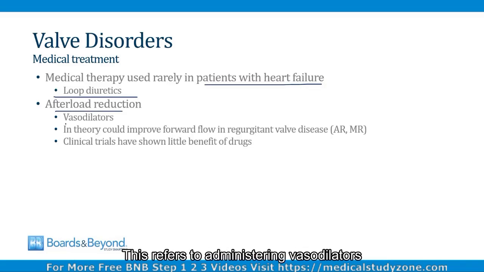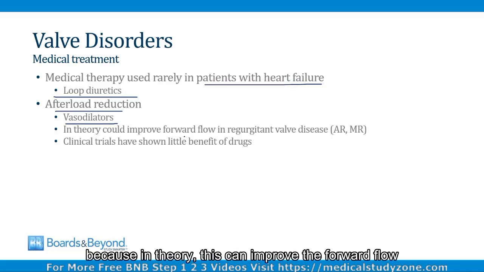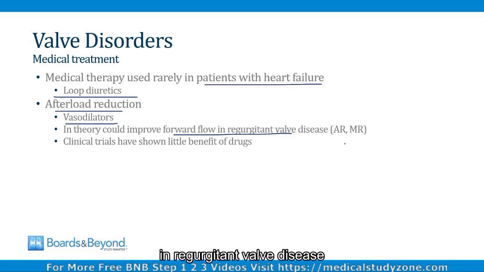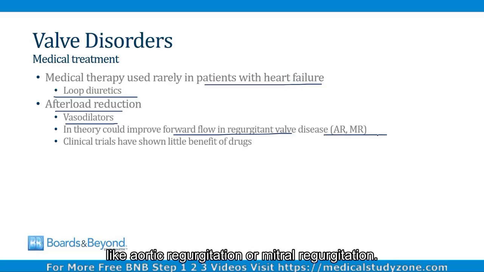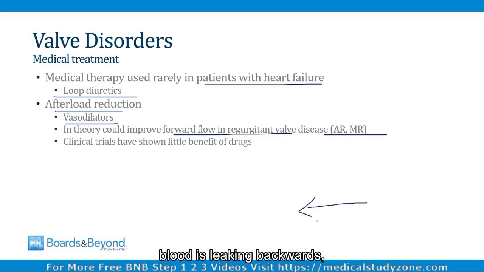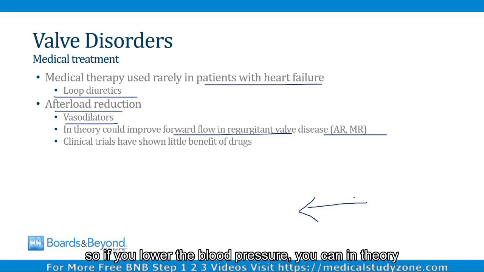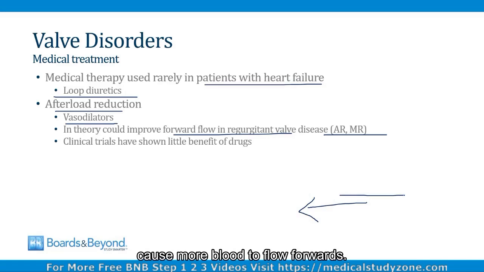This refers to administering vasodilators to lower the blood pressure because in theory, this can improve the forward flow in regurgitant valve disease like aortic regurgitation or mitral regurgitation. In both aortic and mitral regurgitation, blood is leaking backwards, so if you lower the blood pressure, you can, in theory, cause more blood to flow forwards.